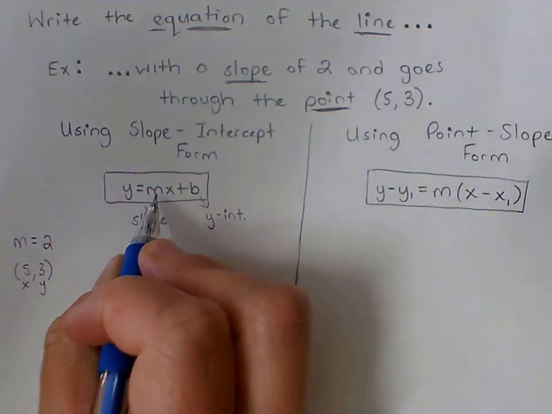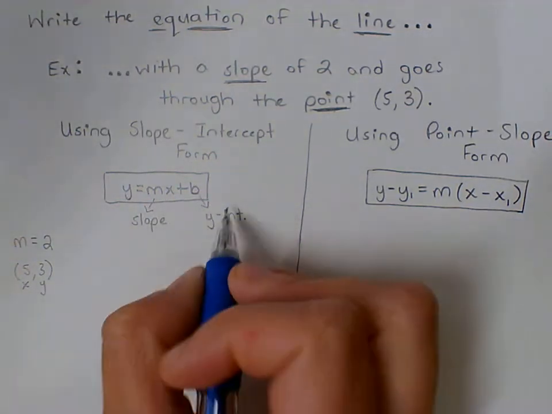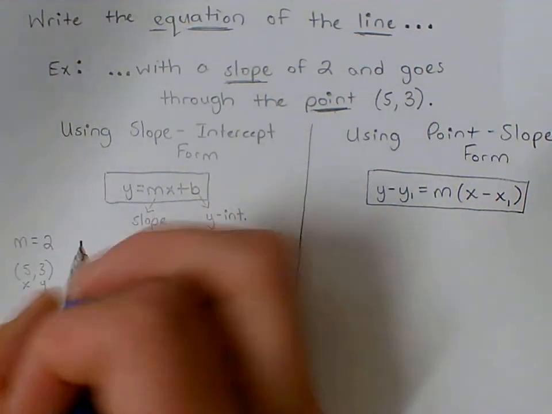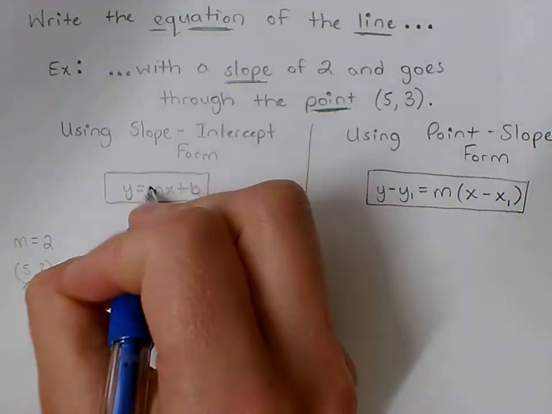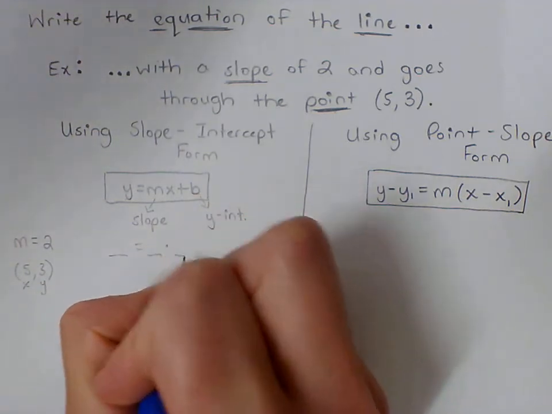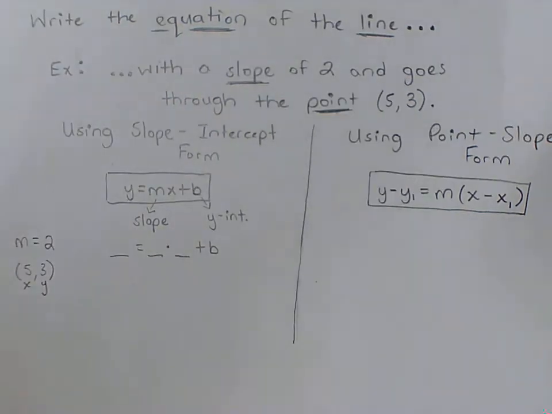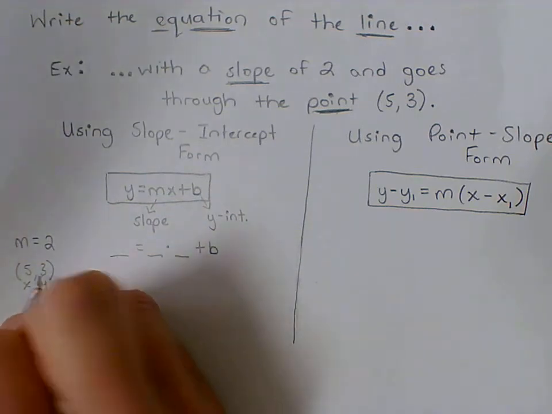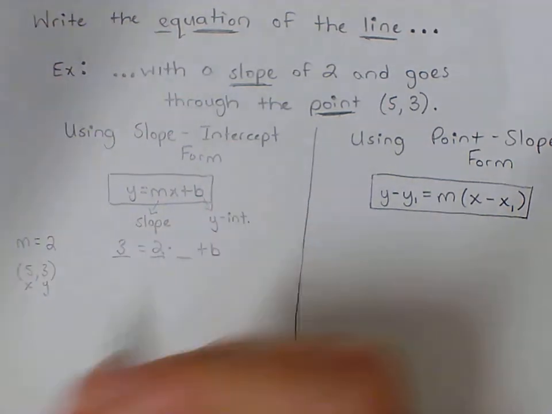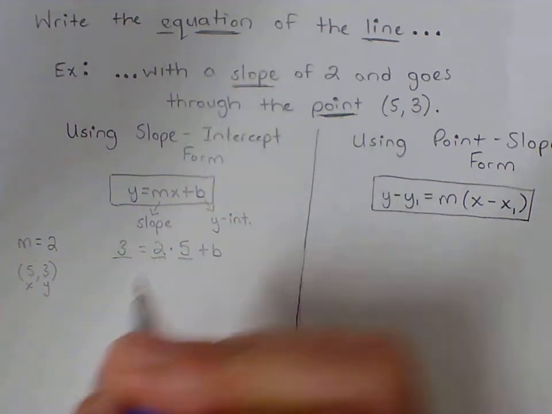It's almost like you just plug in what they give you, and then you find what you're missing. In this case, we're missing the y-intercept, so we have to use that information to find it. I'm going to plug in a number for my y, my number for my slope, which is being multiplied, and my number for my x. The b is the part I'm looking for. So my y value is 3, my slope is 2, and my x value is 5. Now I'm going to solve this equation.